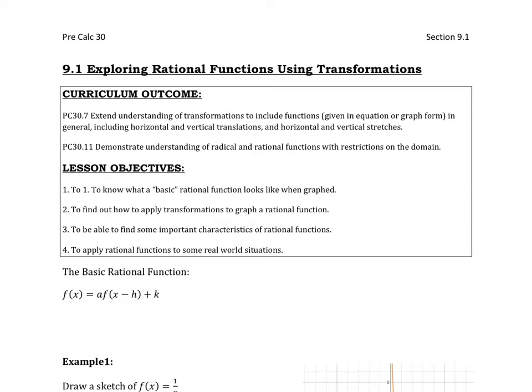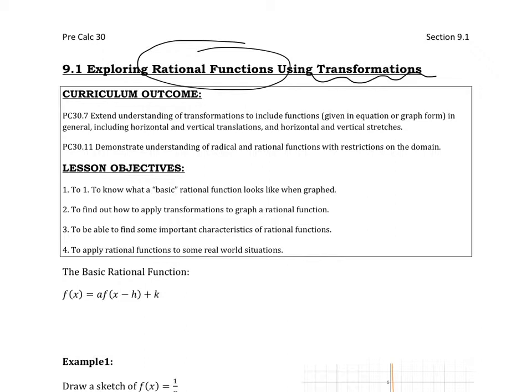Okay, so we're starting a new unit today. Section 9.1 is exploring rational functions using transformations. So we now are dealing with rational functions while still using our transformations that we've used in past units. We have two outcomes that we're looking at today.